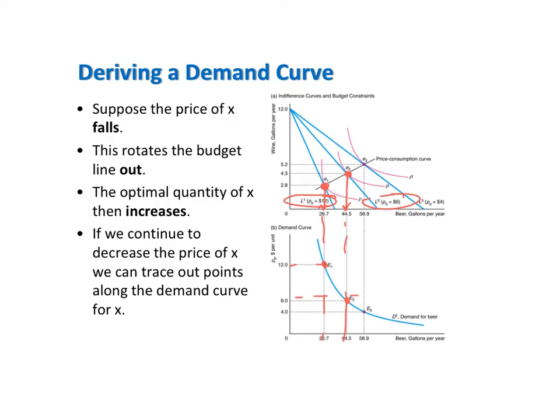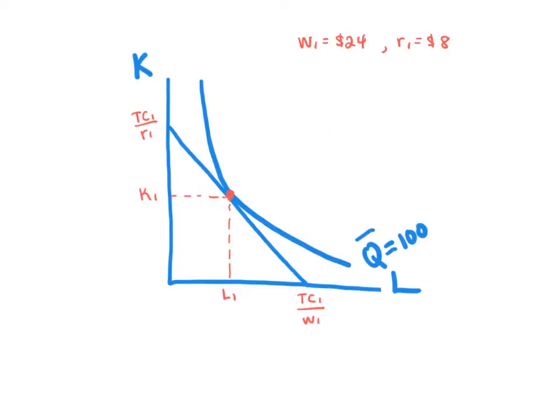We're going to do something very similar, but now we're going to look at input demand using isoquants and isocost lines. To derive a labor demand curve, first start with cost minimization. Here we see a firm minimizing the cost of 100 units of output by using L1 units of labor, K1 units of capital, and incurring total costs of $1.